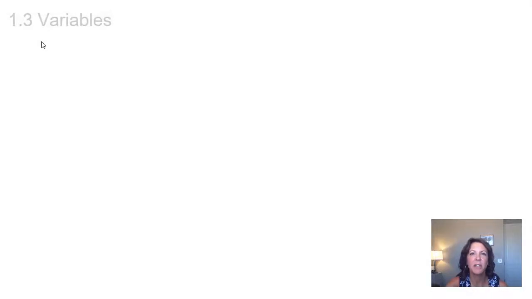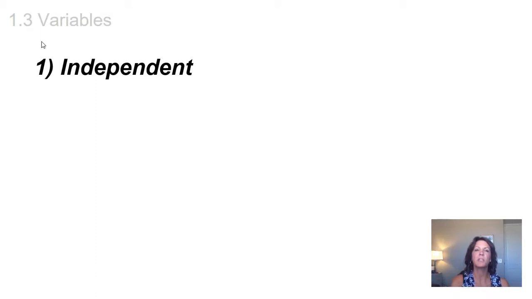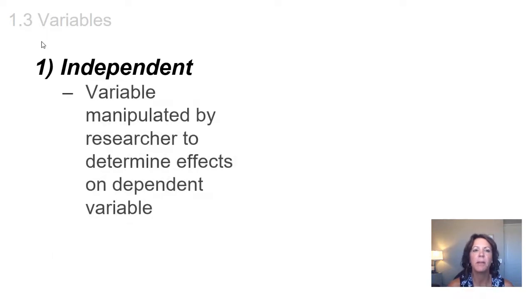Let's take a look at some different variables. First, we're going to start with the independent variable. When we are doing an experiment, this is a very important variable. It's the variable that is manipulated by the researcher to determine its effect on some other dependent variable. We're going to look at some examples of this.